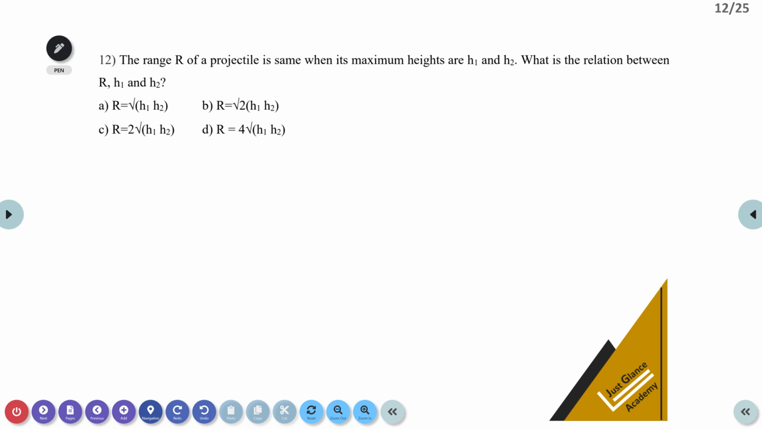The range r of a projectile is same when its maximum heights are h1 and h2. What is the relation between r, h1 and h2? That means the range r of a projectile is same. That means for complementary angles, theta 1 equal to theta and theta 2 equal to 90 minus theta, the range is same. Now for the same theta and 90 minus theta, we have to calculate h1 and h2 and then equate it.